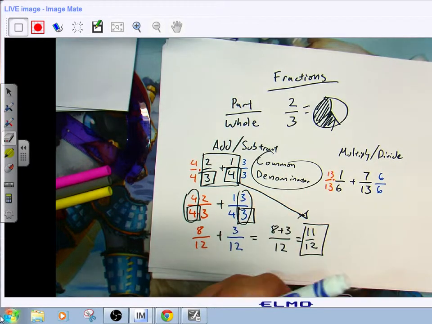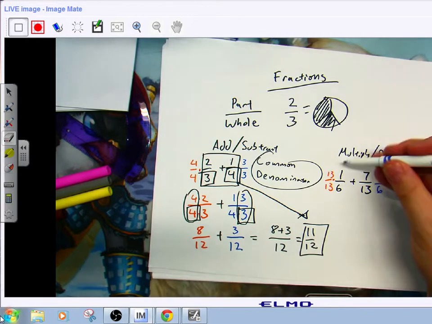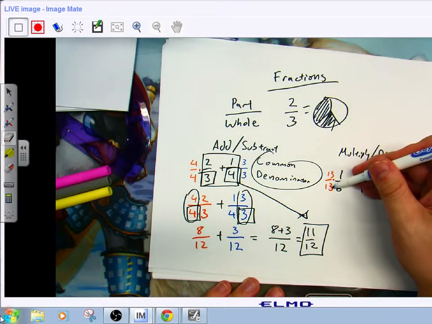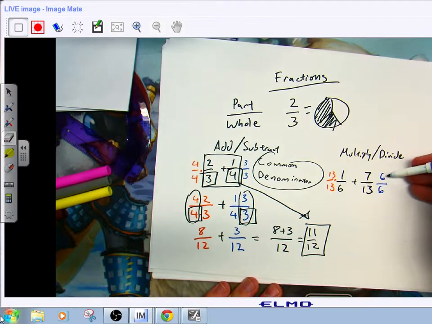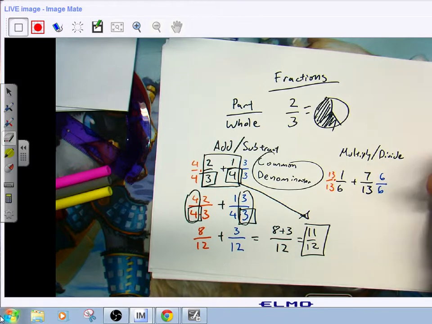Gracie? It does not have to be the same number. The only thing that's important is that you're multiplying this by 1. You see how orange is 1? 13/13 is 1. You see how blue is 1? 6/6 is 1. We're always multiplying and dividing by 1. We're free to do that however we want. But in this case, it matters.